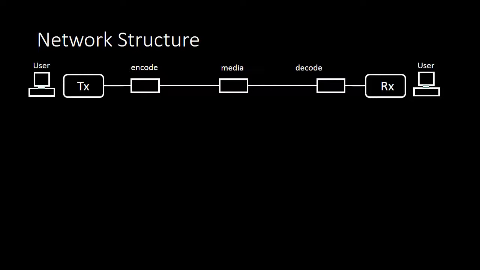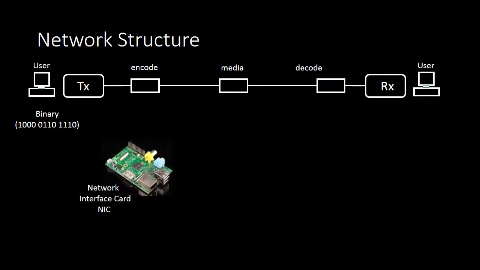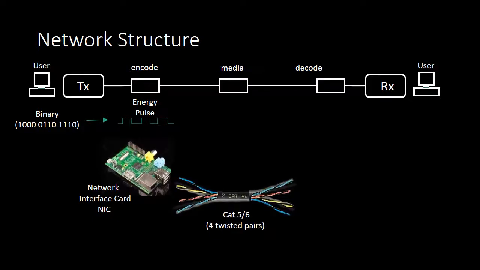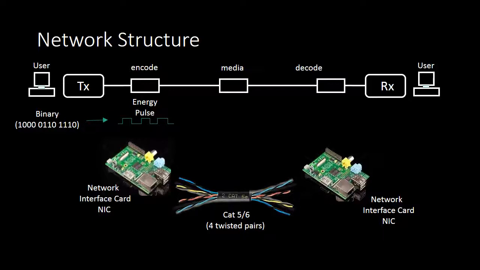If we take the case of one computer talking with another, we can see that the user generates a digital signal in binary. Within this same machine is a network interface card, or NIC, which will convert the binary data into an electrical pulse. This electrical pulse is sent over Ethernet cable to the other user's NIC, where it is converted back into digital data to be displayed in the user's software application.